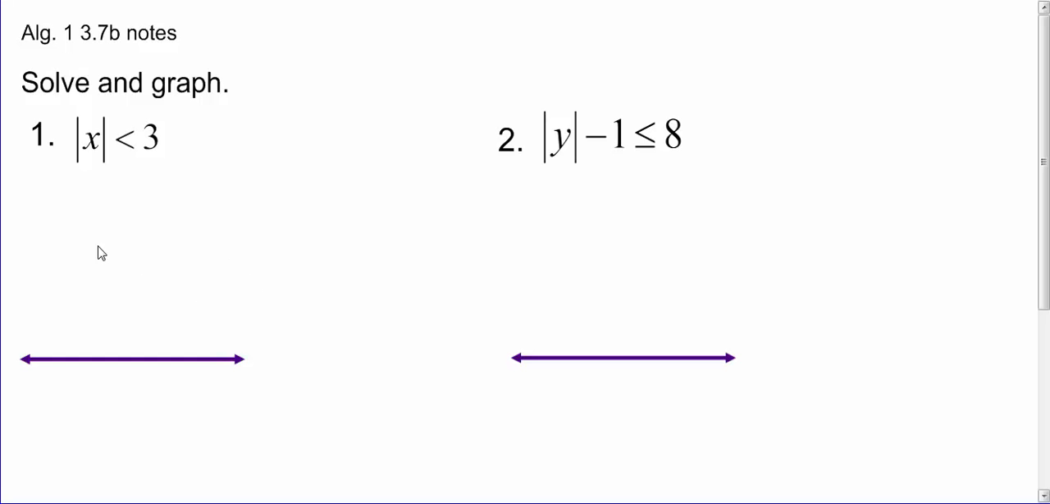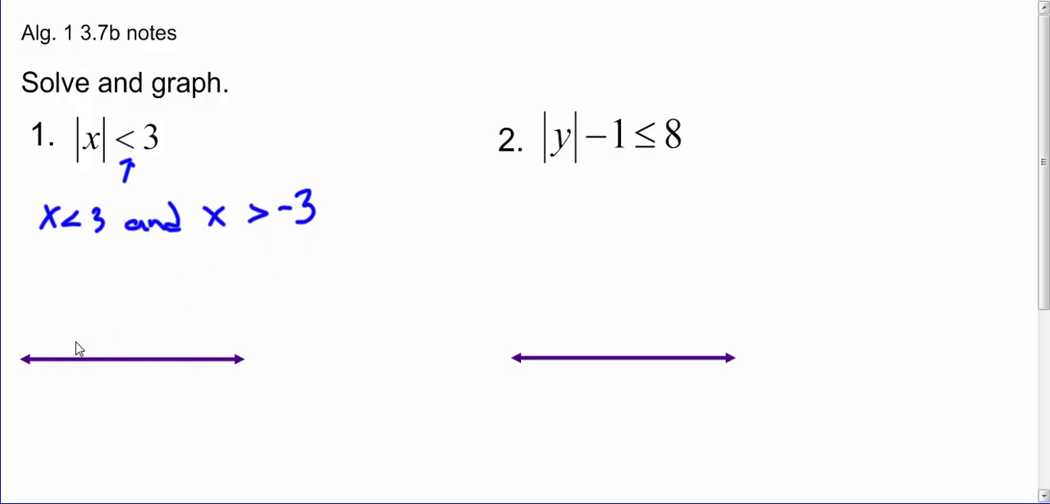All right, let's solve and graph the inequality. So here we go. Absolute value of x is less than 3. I've been really nice to you on this first one. It's already isolated, but note the symbol right here, less than. So I know x is less than 3 and x is greater than, flip the inequality and switch the sign. So 3 becomes negative 3.